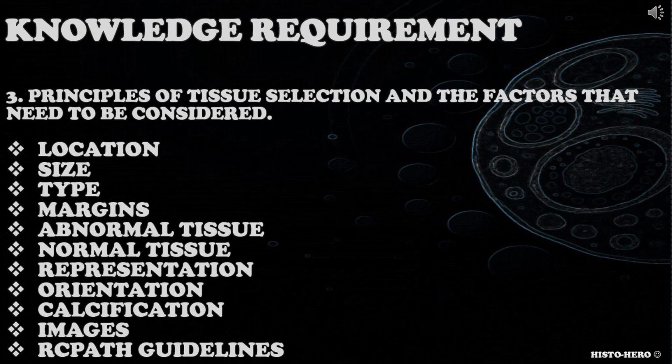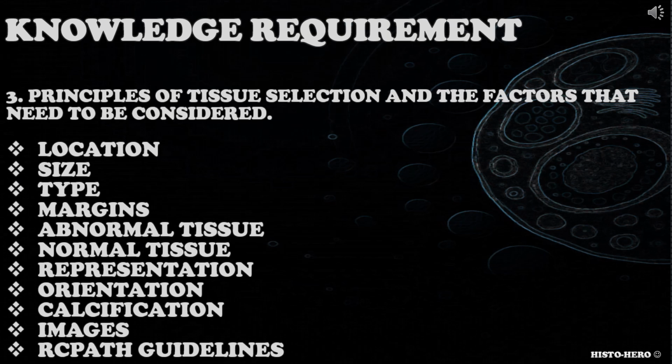The third knowledge requirement is for you to know principles of tissue selection and the factors that need to be considered. What are the principles of tissue selection in histopathology? How would you know what tissue part needs to be selected for histological analysis? Consider location of the tissue or abnormality, size and type of the tissue, relevant margins, abnormal areas, surrounding normal tissue, sample representation, and so on.